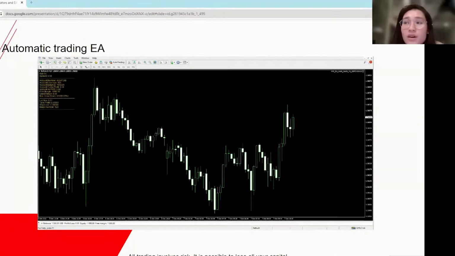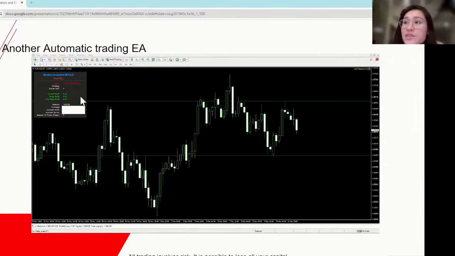Here's an example of an automatic trading EA. You can see at the corner here, it tells you the spread and it tells you a suggested lot size, what margin you should use, leverage, take profit, where you should place your take profit, stop loss, so on and so forth. Similarly, here's another automatic trading EA, but it tells you the same thing.